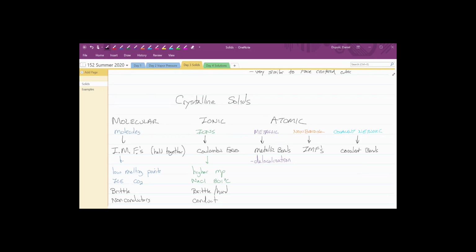Now, atomic. We talk about atomic, we've got metallic, right? They have variable melting points. It depends. Mercury is liquid at room temperature. Gallium melts in your hand, and some things melt pretty high. Now, metallic solids are, as you guys know, malleable, which means you can hammer them into sheets. They're ductile, you can draw them into wires, and they conduct heat and electricity well.